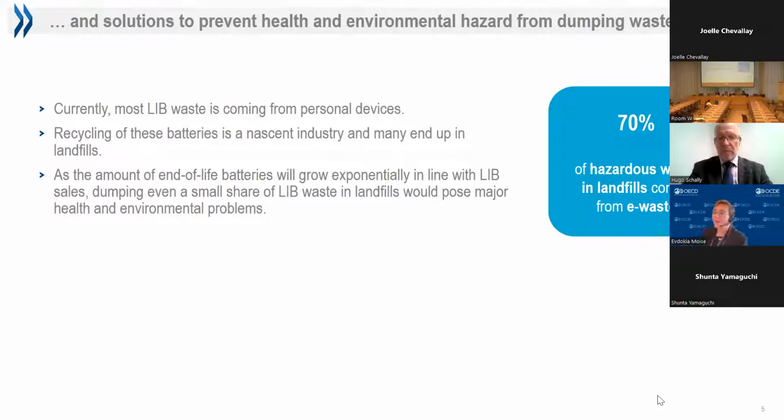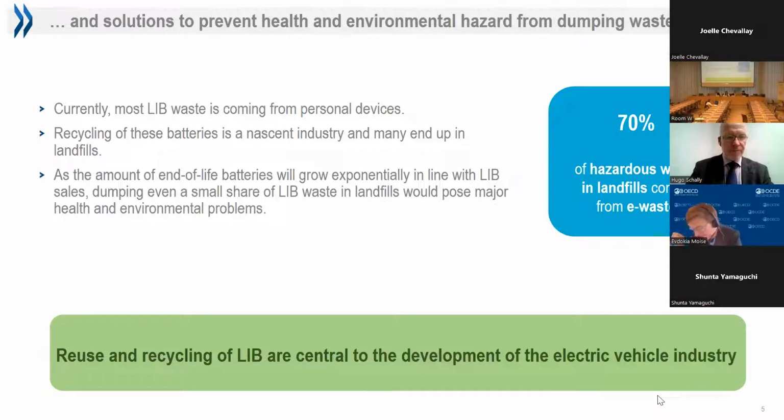Many of them end up in landfills, which is not a sustainable solution from all points of view, both from the point of view of material sourcing, and from the point of view of health and environmental hazard. And this problem will only grow as the sales of lithium-ion batteries increase. So recycling those batteries can help reduce excessive dependence on virgin materials, and risks associated with price volatility and security of supply.